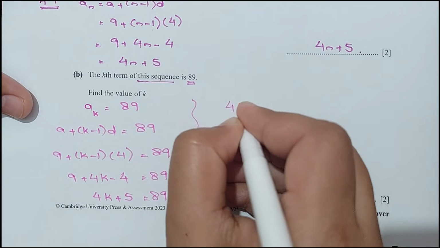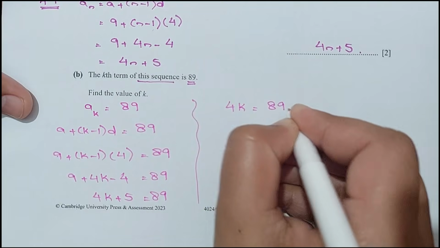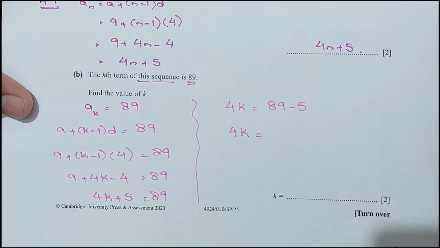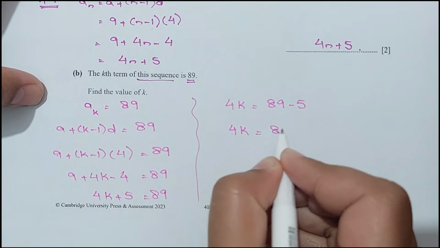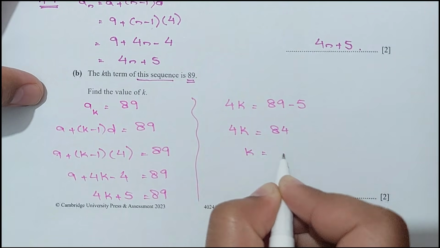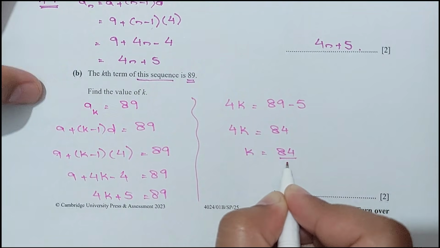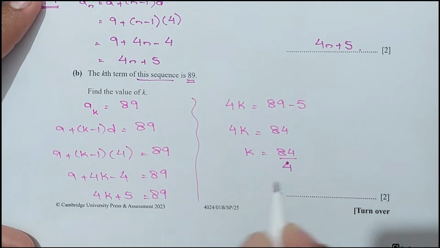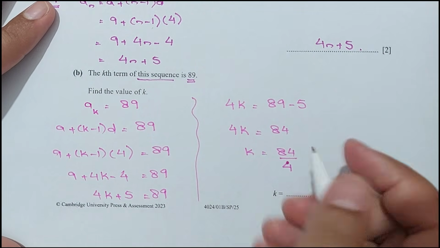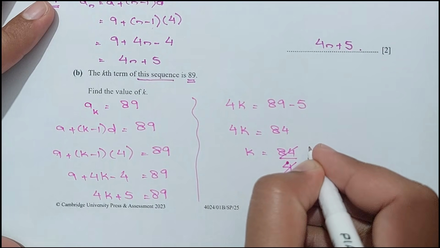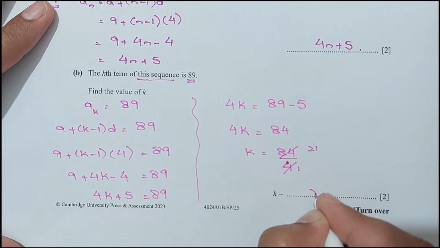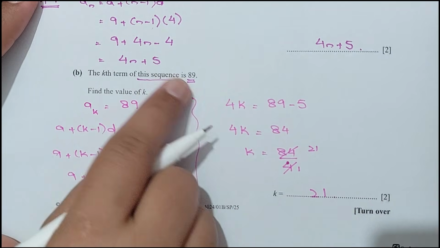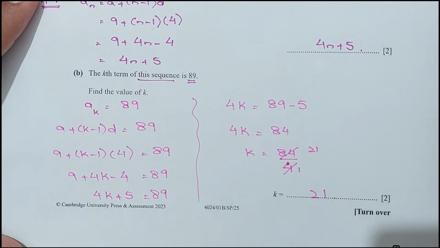Or we can say 4k equals 89 take away 5. So 4k would be equal to 84, and k would be equal to 84 divided by 4. Okay, so 84 divided by 4. 4 times 2 is 8. 4 times 1 is 4. So the k value is 21. So it means the 21st term of this sequence has a value 89.